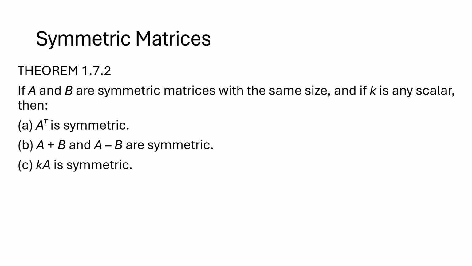So let's have theorem 1.7.2. This would be the algebraic properties of symmetric matrices. If A and B are symmetric matrices with the same size, and K is any scalar, then the transpose of A is symmetric, A plus B and A minus B are symmetric, and KA is symmetric.